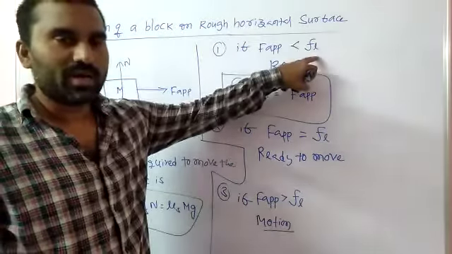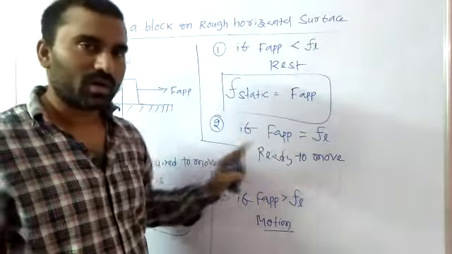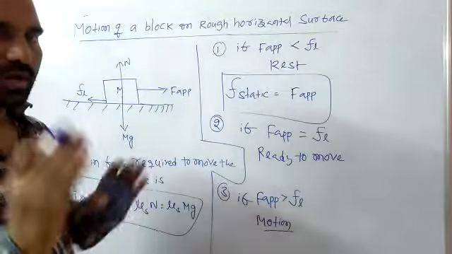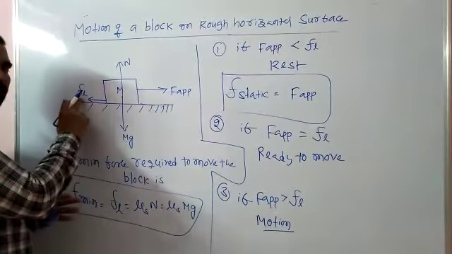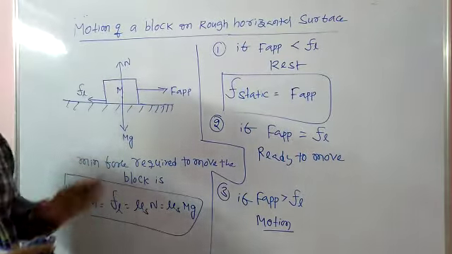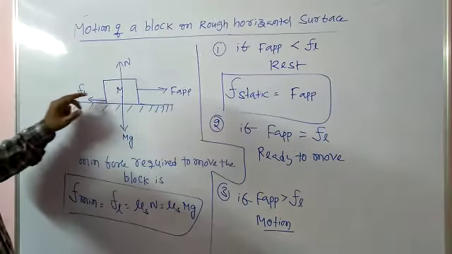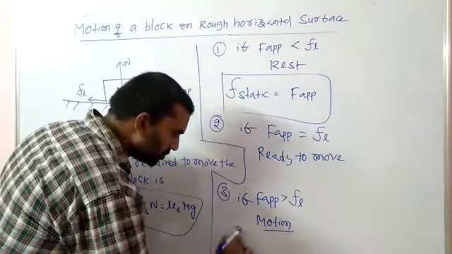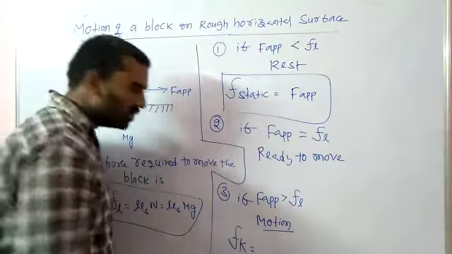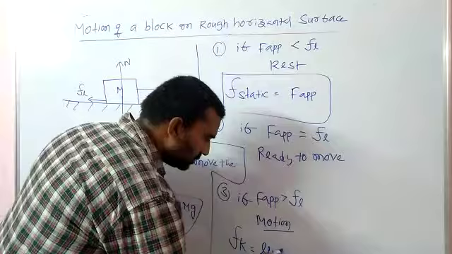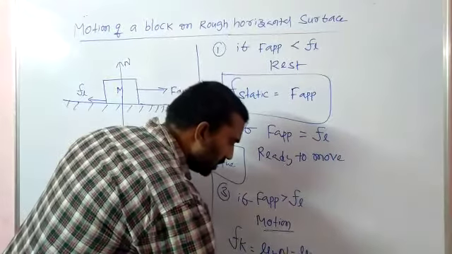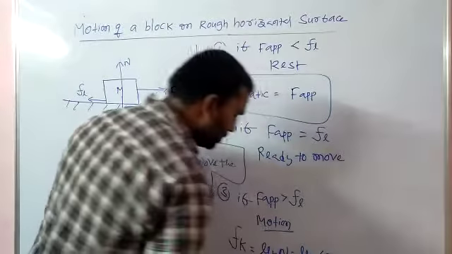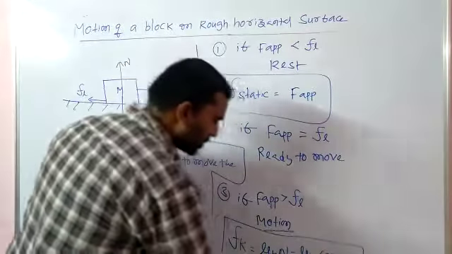Applied force less than limiting friction, block at rest. Applied force equal to limiting friction, block ready to move. If applied force is greater than limiting friction, block is in motion. Whenever the block is in motion, what is the friction here? Now suddenly this friction changes to kinetic. Limiting friction now changes to kinetic friction. What is the formula of kinetic friction? Fk is equal to mu k into N, where N is the normal reaction, which is mg.